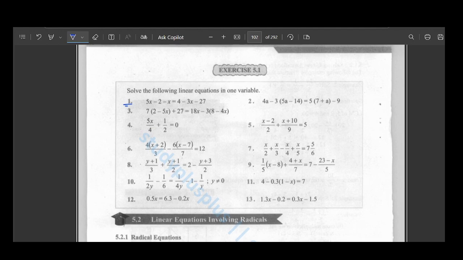5x minus 2 minus x is equal to 4 minus 3x minus 27. So let's write down this equation first. We have 5x minus 2 minus x is equal to 4 minus 3x minus 27. So here we need to simplify this linear equation into one variable. So we're going to put the numerals in one side and the variables in one side.